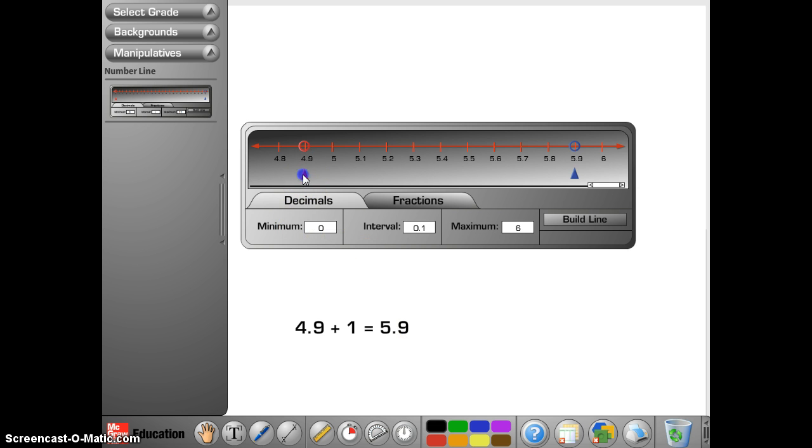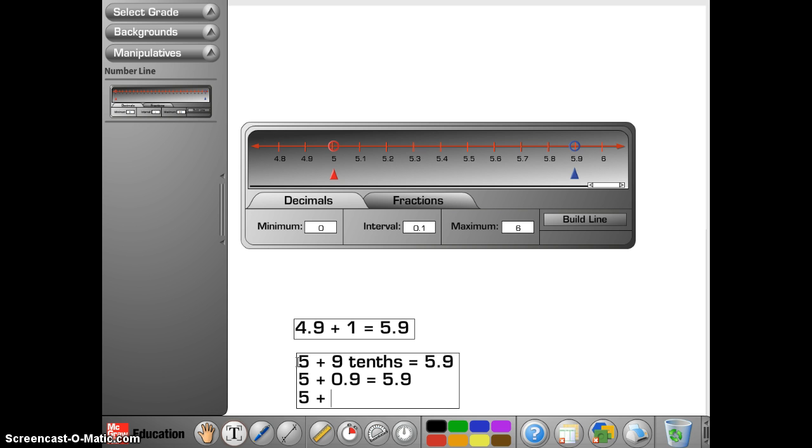Another possibility, they might set this to 5 and say, well, let's see, if I start with 5, how much further would I need? I would need 9/10. So 5 plus 9/10 equals 5.9. And then we hope they will write that as 5 plus 0.9 equals 5.9.